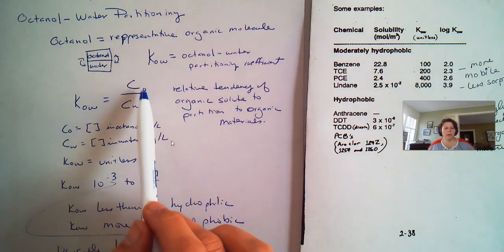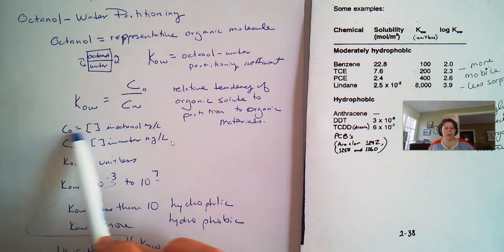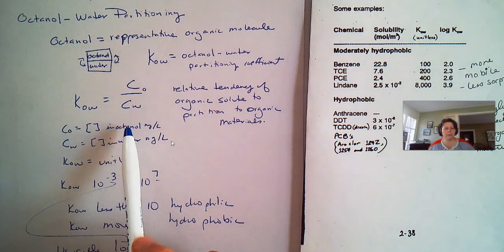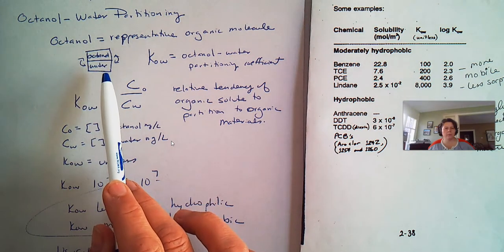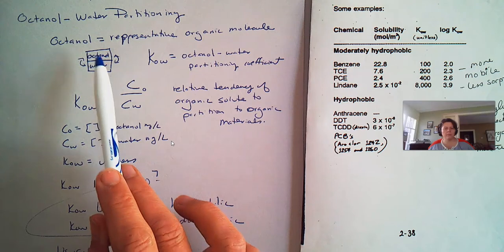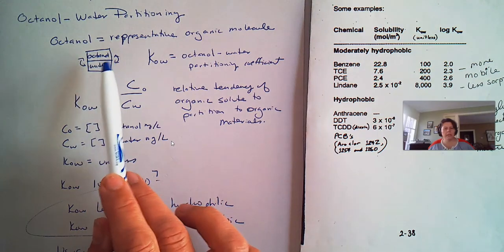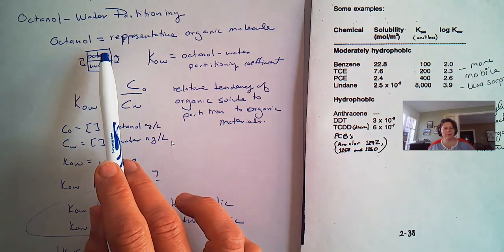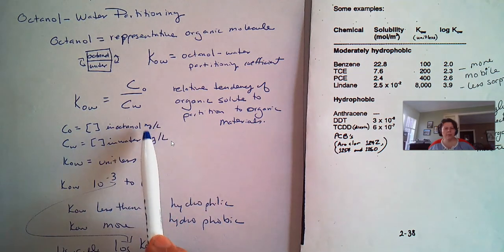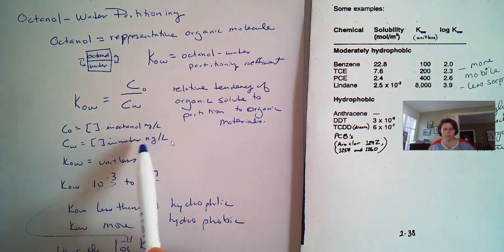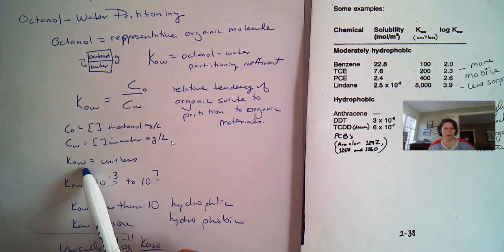So we have our KO over KW, where KO is the concentration in octanol, and KW is the concentration in the water. So we have octanol and water in here. We have these separated here. We mix our chemical into there, and we find out how much of it goes into the octanol, how much of it dissolves inside of the water, and we take a ratio of those two, and then we end up with the KOW for the system.